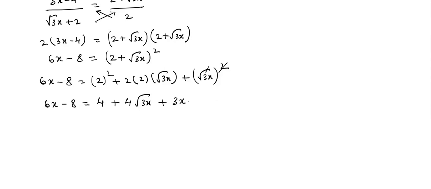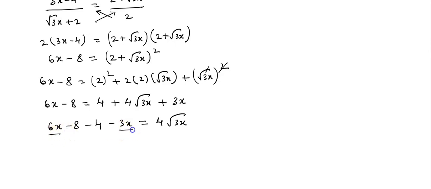Now what should we do? Shall we take root terms one side and constant terms other side? Right? How? See here. 6x let it be as it is. Minus 8 let it be as it is. Plus 4 comes this side, minus 4. Plus 3x comes this side, minus 3x, is equal to what is left out? 4 root of 3x. That is what I said here. Root term one side, constant terms other side.